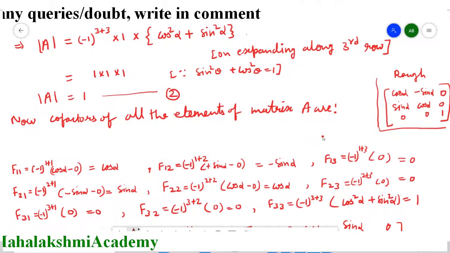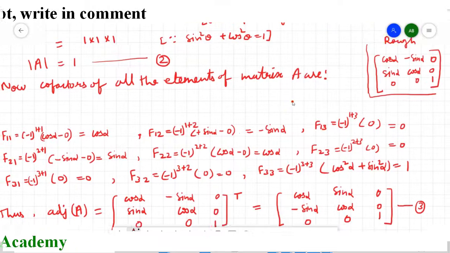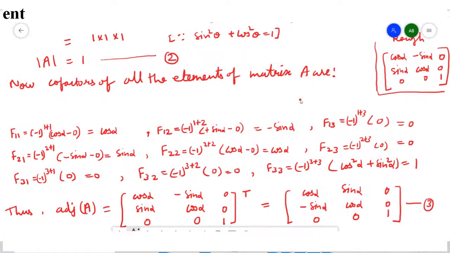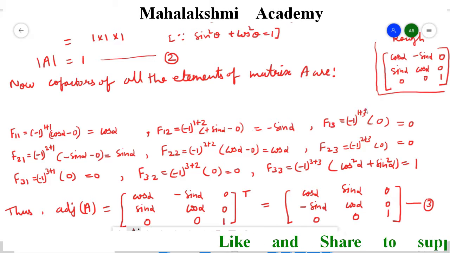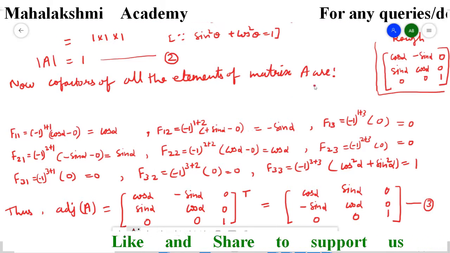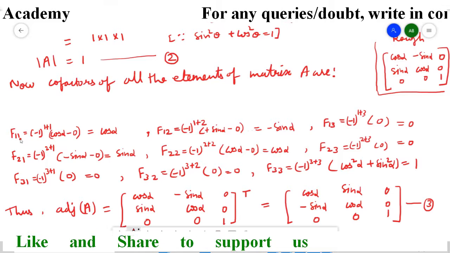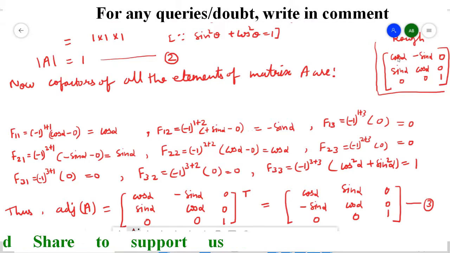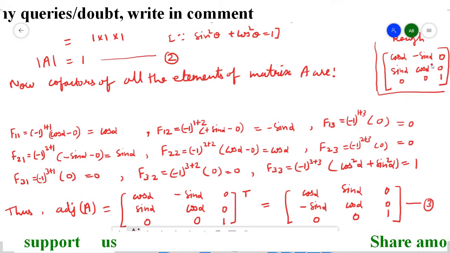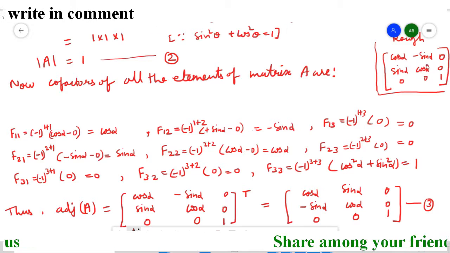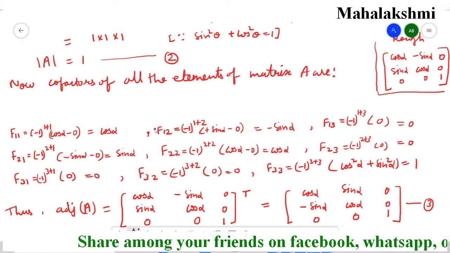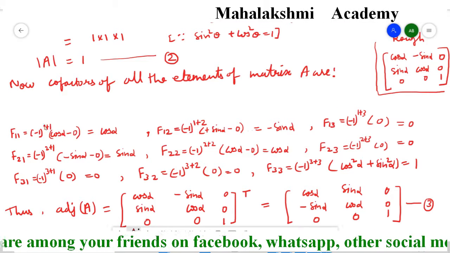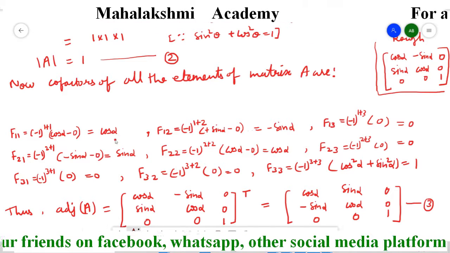Now we have to find the adjoint. For that we need the cofactors. The cofactors of all the elements of matrix A are as follows. I wrote the given matrix roughly here so that I can write down the cofactors. The first cofactor is A11. For A11, this is the place, so just cross it out. Then this is your element, and this is your minor. In the minor we remain with cos alpha, and this is 0, so only cos alpha. So cos alpha minus 0, and (-1) to the power 1 is from here. So you get cos alpha.